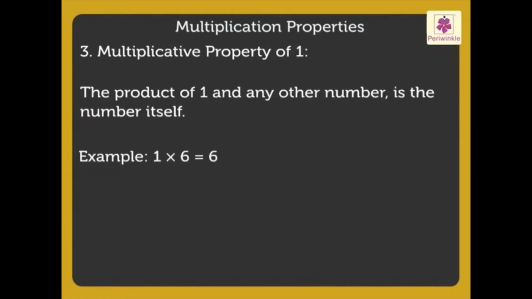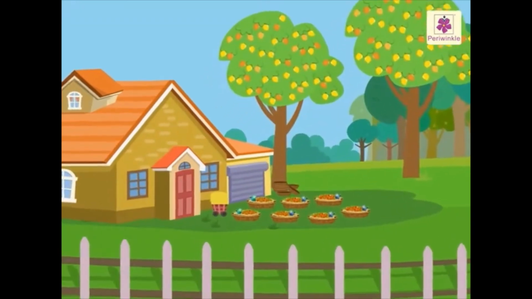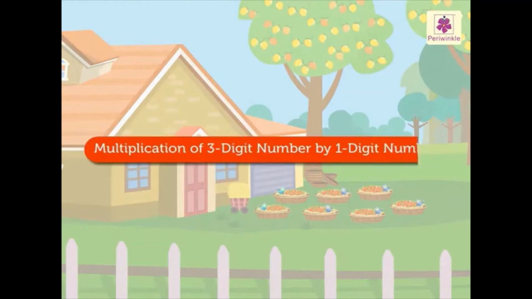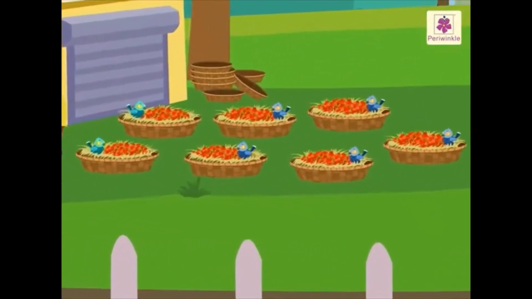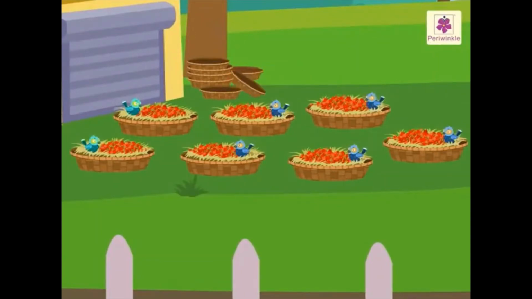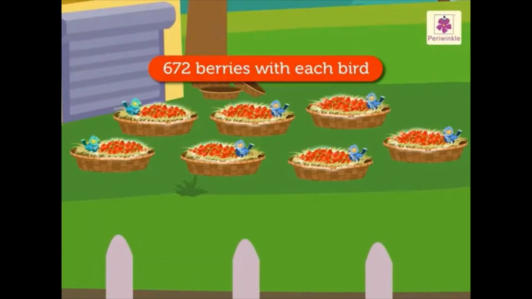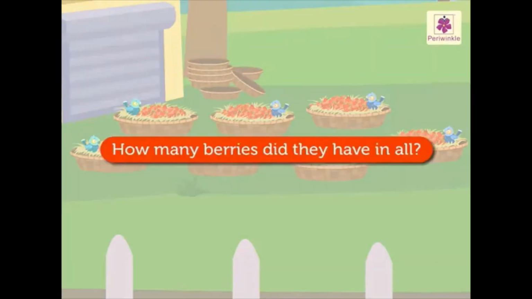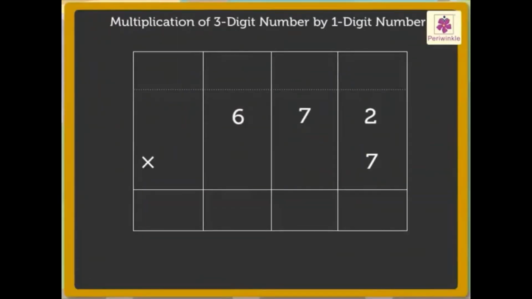For example, let us visit a farmhouse. Why don't we learn multiplication of a 3-digit number by a 1-digit number at this farmhouse? Hey, look at those 7 beautiful birds. Each of them had 672 berries. How many berries did they have in all? To find the answer, we have to multiply the number of berries each bird eats, that is 672, with the total number of birds, that is 7.